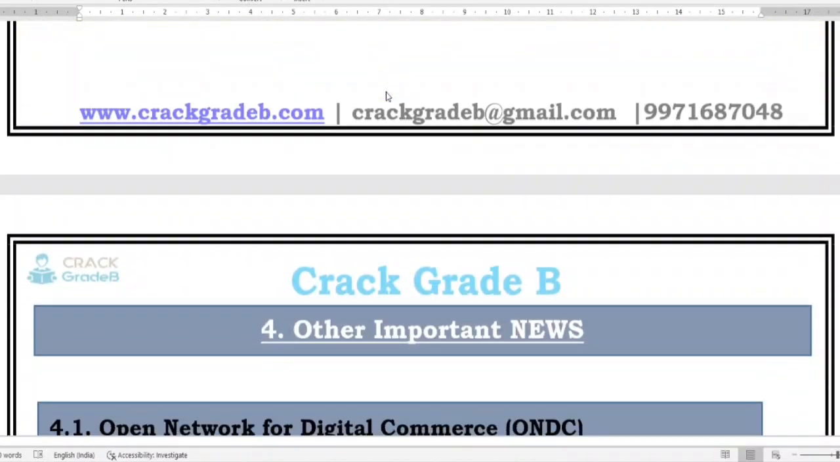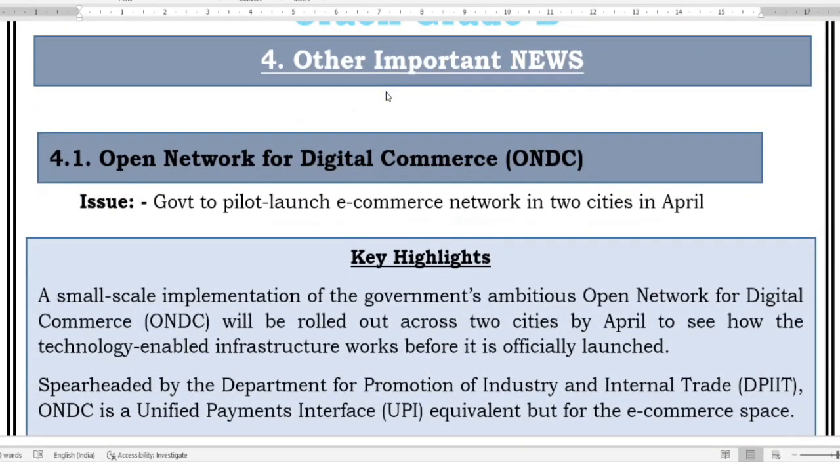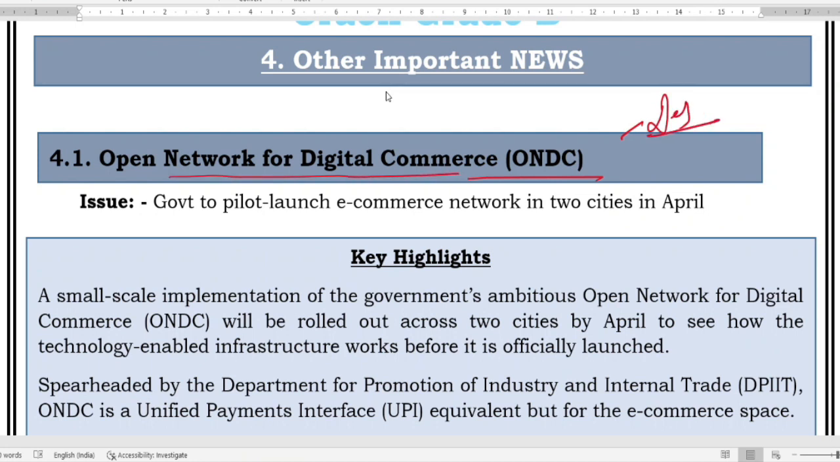Okay, let's move forward. Open Network for Digital Commerce. See, ONDC is being discussed. These are not that important, but considering your descriptive paper, we have put this news. You should know what Open Network for Digital Commerce is. Let me give an example. If you search for a product A in Flipkart, you will only find prices from those dealers who have listed product A on the Flipkart platform. It won't come from anywhere else.